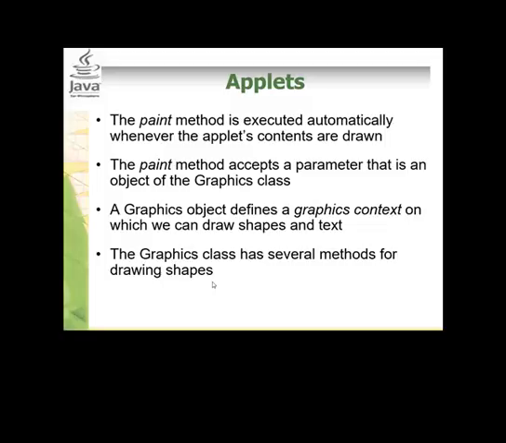The paint method is executed automatically whenever the applet content is drawn. This method accepts a parameter that is an object from the Graphics class. Swing, the package that I described earlier, represents graphics, because an applet is a graphics based application. A Graphics object defines a graphics context, in which we can draw shapes, text and buttons. The Graphics class has several methods for drawing shapes.